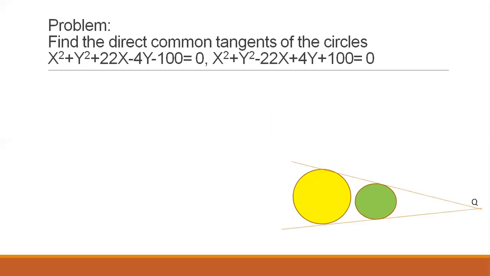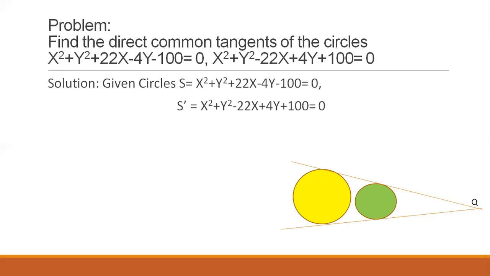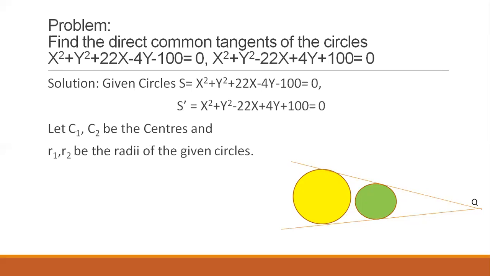Now, let us discuss the method of finding the direct common tangents of the circles x square plus y square plus 22x minus 4y minus 100 equal to 0 and x square plus y square minus 22x plus 4y plus 100 equal to 0. Dear children, let us denote the first circle with S and the second circle with S dash. Let C1, C2 be the centers and R1, R2 be the radii of the given circles. Then C1 is equal to (minus 11, 2) and C2 is equal to (11, minus 2).